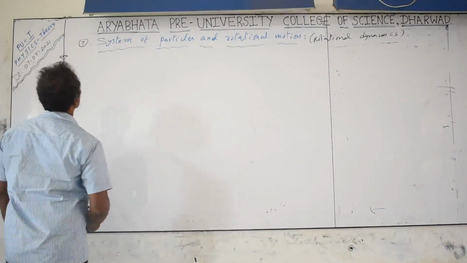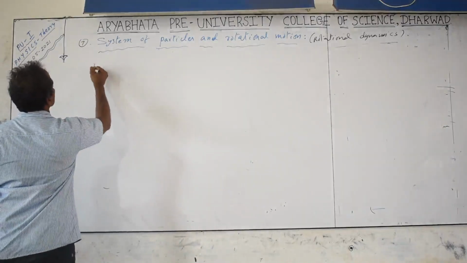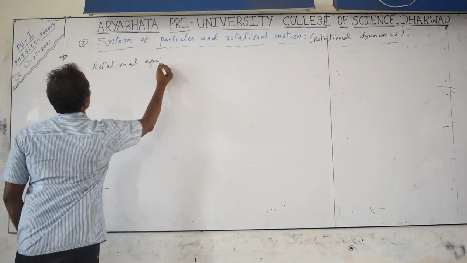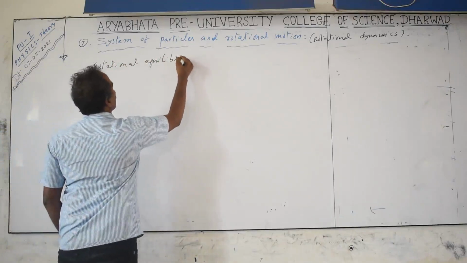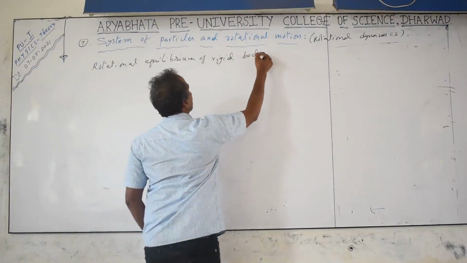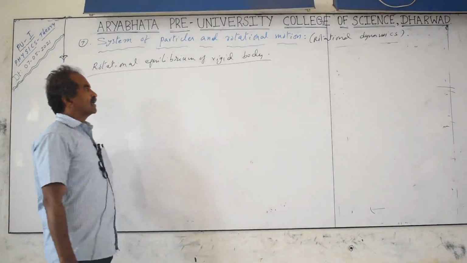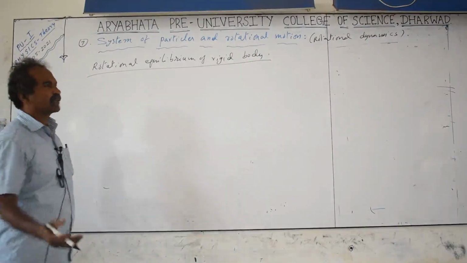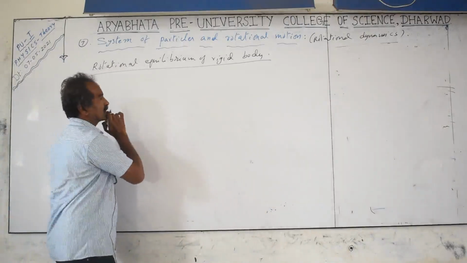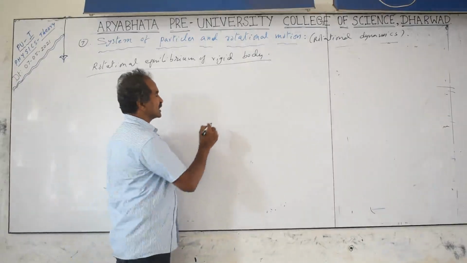Next we discuss the rotational equilibrium of the rigid body. Many different cases will be discussed related to equilibrium: chemical equilibrium, also thermal equilibrium. Here we are discussing mechanical equilibrium related to rotatory motion. And even in mechanics, we have two types of equilibrium. One is called translatory equilibrium.